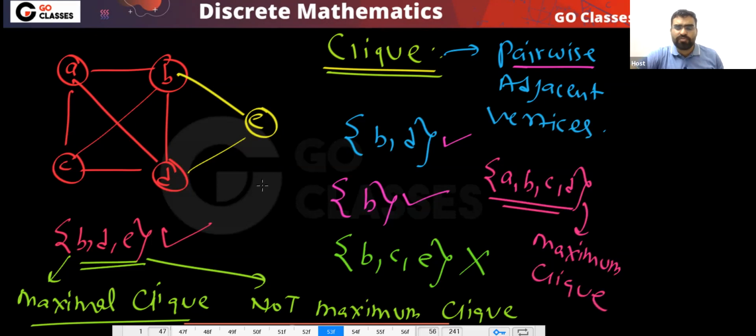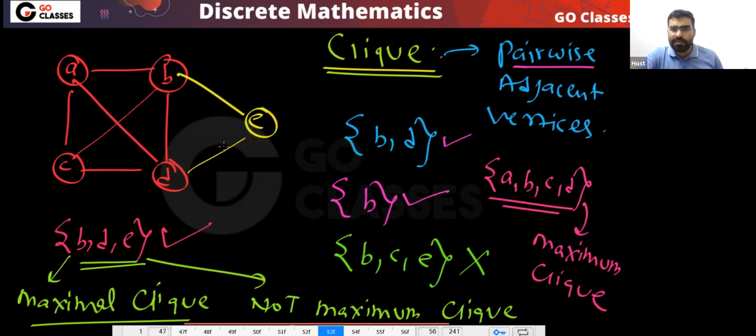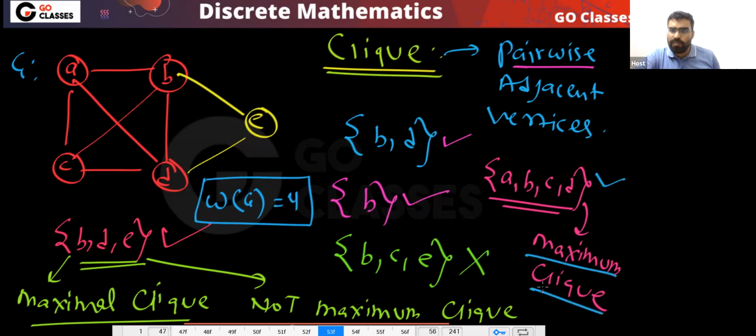Can you create a clique of size 5? No, this is not a clique. So finally, what is the clique number? Clique number means omega of G. This is your G. The clique number is 4, because clique number means the size of the maximum clique. So omega of G is 4. Is this clear? For example, is this maximal? This is not maximal.